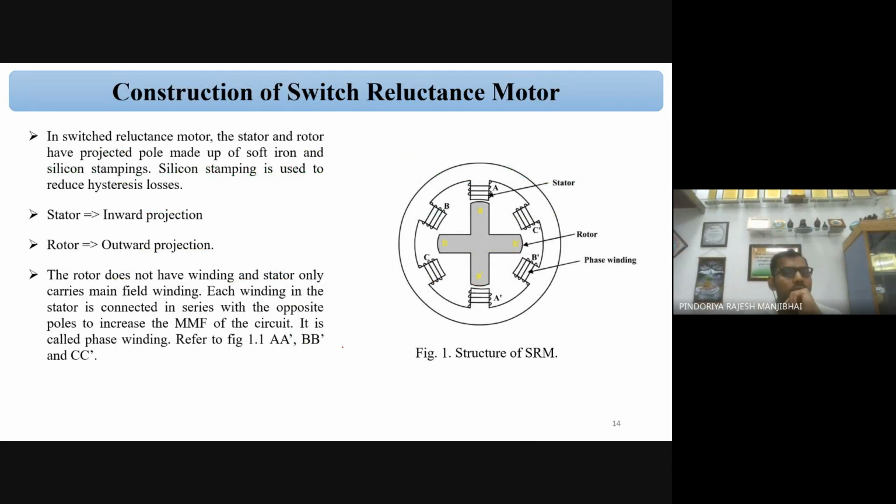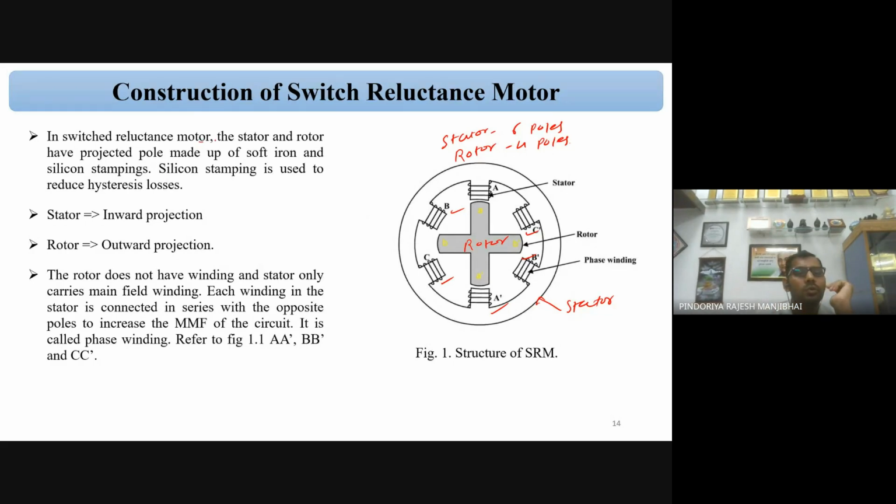Now, the construction of the switch reluctance motor. So what is the construction? You can see this one is the rotor part and this one is the stator part. Here I denoted phase A and A dash, B dash and B, C dash and C. So 1, 2, 3, 4, 5, 6: 6 stator poles, and rotor 4 poles. Normally in the arrangement of rotor and stator, the stator poles are more and the rotor poles are fewer, so we get high efficiency. In 99% of cases we use this type of combination: stator poles very high, and rotor poles low compared to the stator.